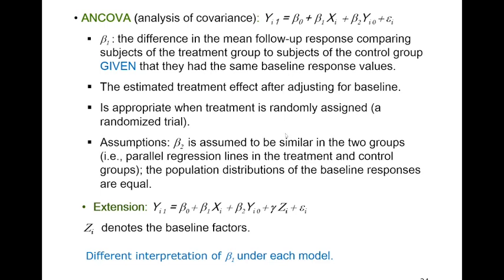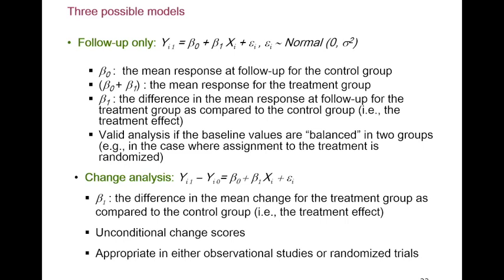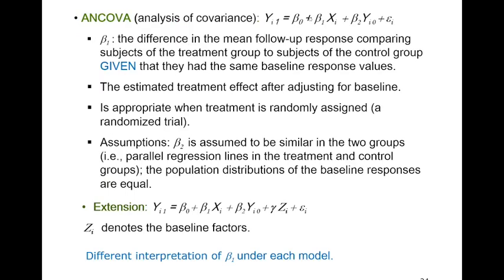We will see this more later, but these three models all give beta 1, the estimated treatment effect. But the interpretation of this beta 1 differs under different models. Basically, change analysis gives unconditional change, just comparing the changes. And this one is actually conditional. We condition on people with the same baseline value, then look at the follow-up difference.